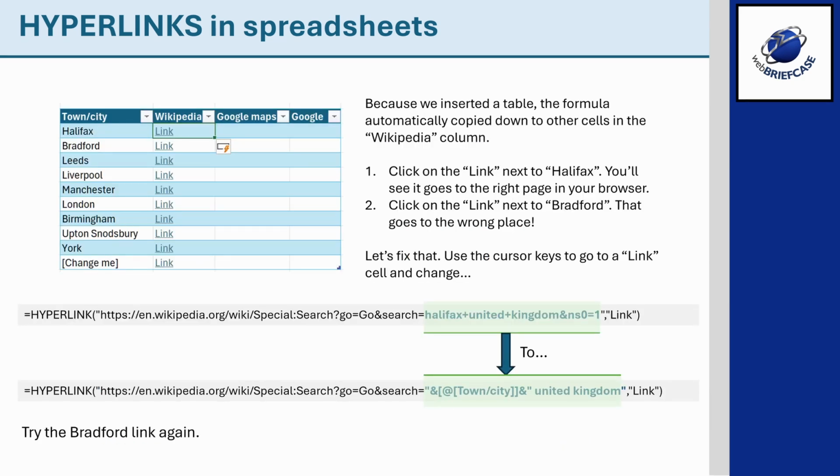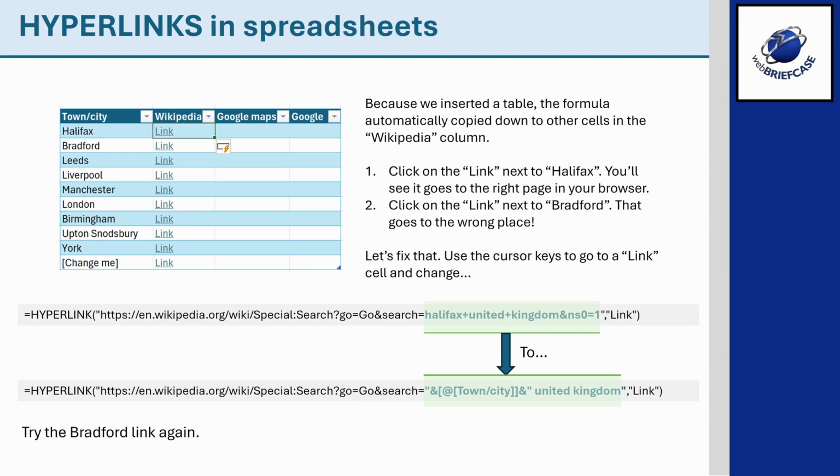When you press the Enter key, you'll see the formula is copied down to the other cells in the Wikipedia column. This is automatically done for you because you've used a table. Click on the link next to Halifax. You'll see it goes to the correct page in your browser. Click on the link next to Bradford though. That one goes to the wrong page. Let's fix that.